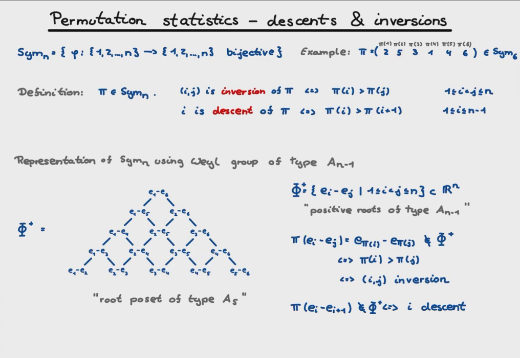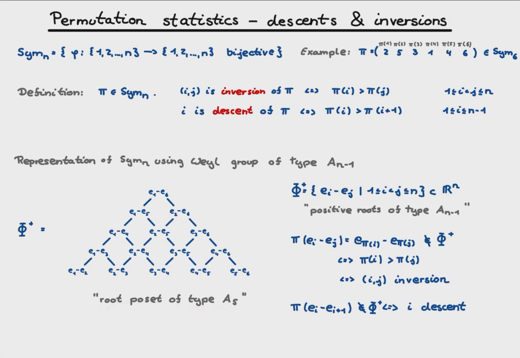Another way of representing the symmetric group is using the concept of Weyl groups of type A_{n-1}. Such Weyl groups come with a root poset, from which we choose the positive roots to be the set Phi plus containing elements of the form e_i minus e_j, where e_i is the ith standard vector in R^n. An easy representation along with a natural order on these elements is seen on the left-hand side as a root poset of type A5.